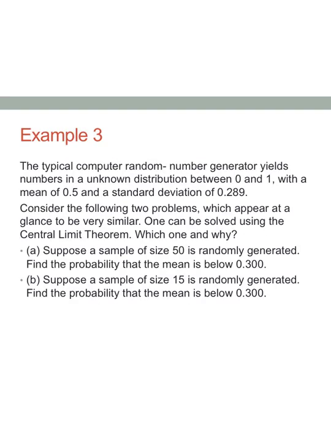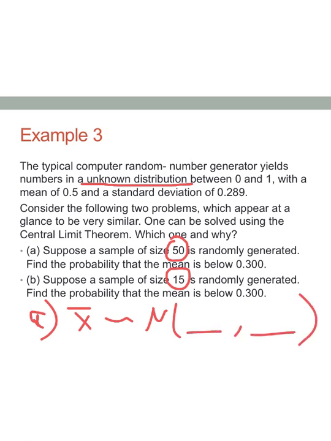Now have a look at this question. We have a keyword here: this is an unknown distribution. It's unknown, so that means we cannot guarantee it is normal, so we do care about the sample size. We have two questions that are very similar. For A, the sample size equals 50. For B, the sample size equals 15. For A, the sample size is large enough, so X bar is approximate to a normal distribution, with mean equal to the population mean and standard deviation equal to the population standard deviation over the square root of the sample size.